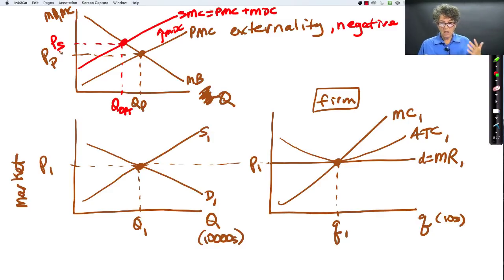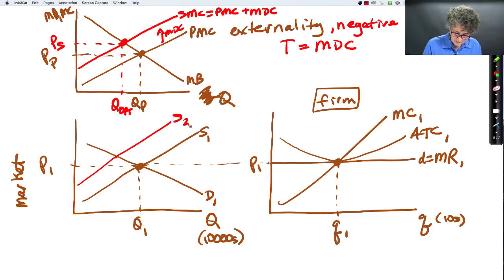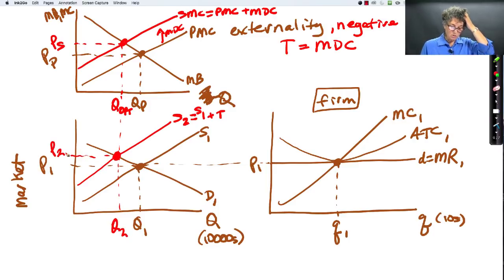So previous slide, what we saw was we implement a tax that's equal to the marginal damage cost. That's the standard thing that you read in every textbook. Okay, so we're going to implement a tax that is equal to the marginal damage cost. S2 is equal to S1 plus the tax, where the tax is equal to the marginal damage cost. That means in the market, we're going to wind up with a quantity Q2 sold at a price P2 in the short run.